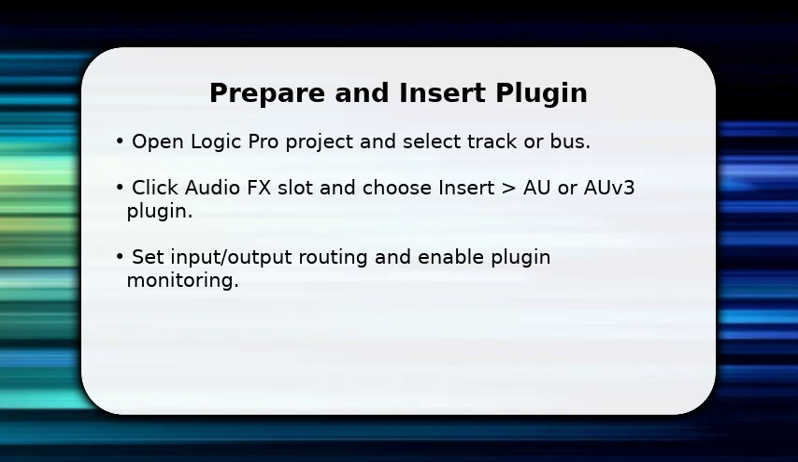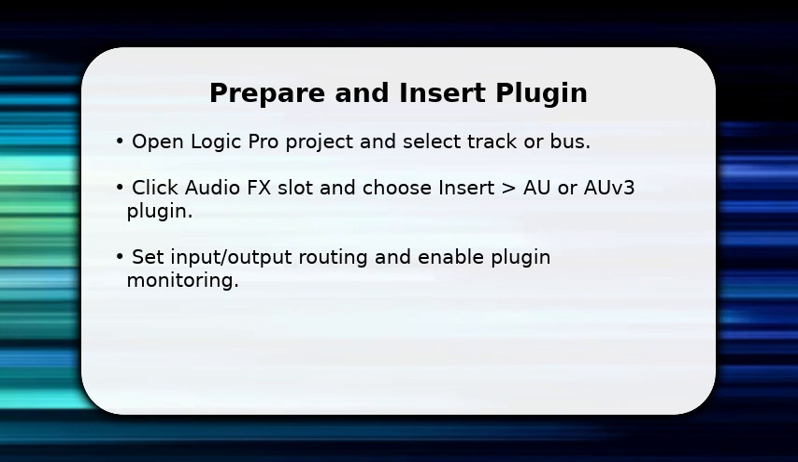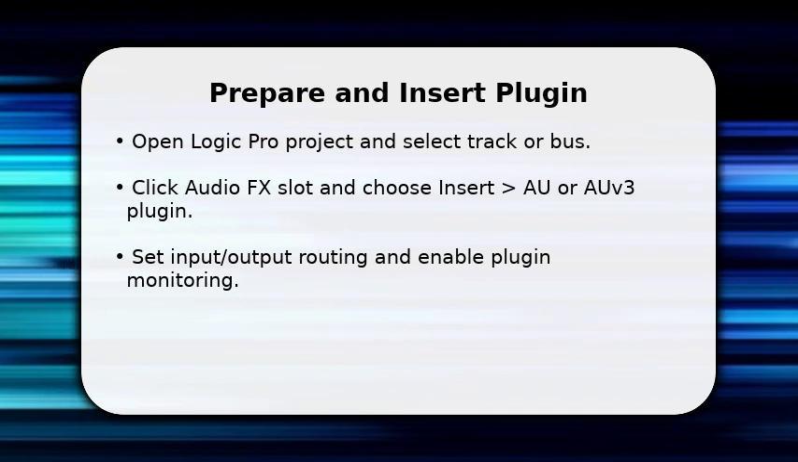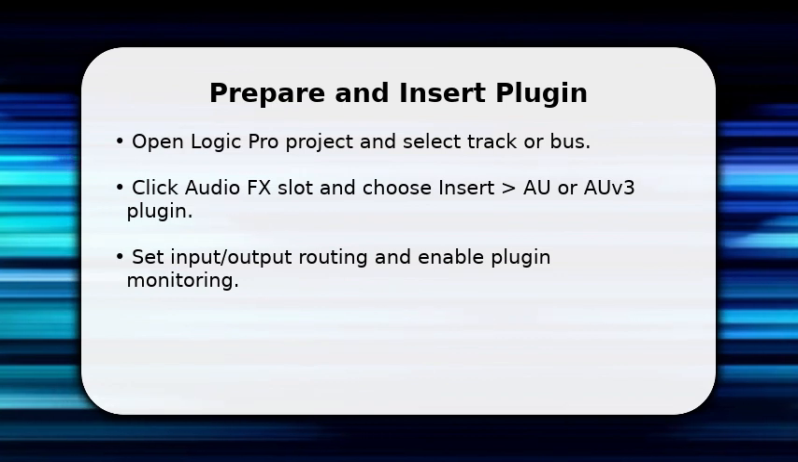Enjoy the video. You start by selecting the exact track or aux channel you'll process. Click the Audio FX slot and insert the plugin. Choose AU or AUv3 depending on compatibility. Once inserted, set the plugin's input and output routing and enable monitoring so you hear changes in real time. Make sure CPU-safe buffer settings are active if you expect heavy processing. This first pass gets the plugin online and audible.